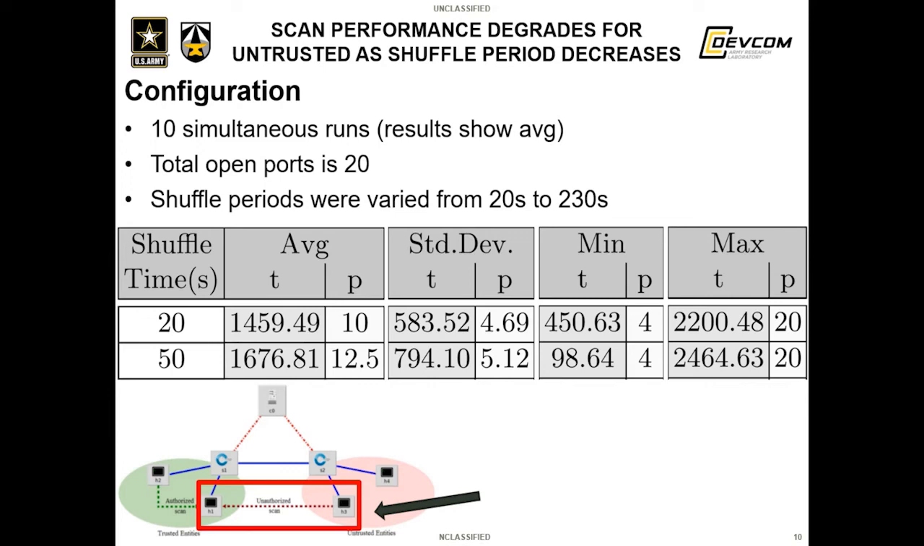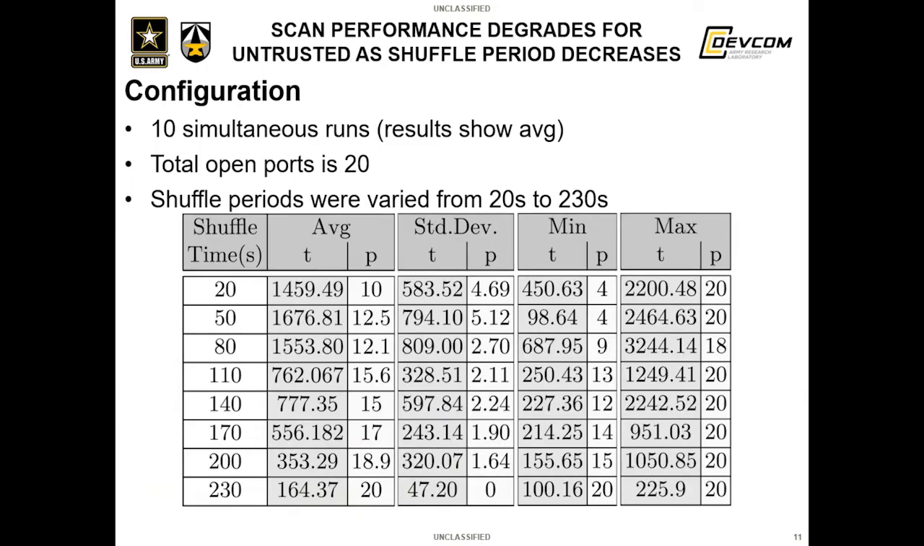With a shuffle time of 50 seconds, the time and the ports identified increased slightly, as you can see here. And you can see that the trend follows until we set the shuffle time to 230 seconds, at which time all ports are identified across the board.